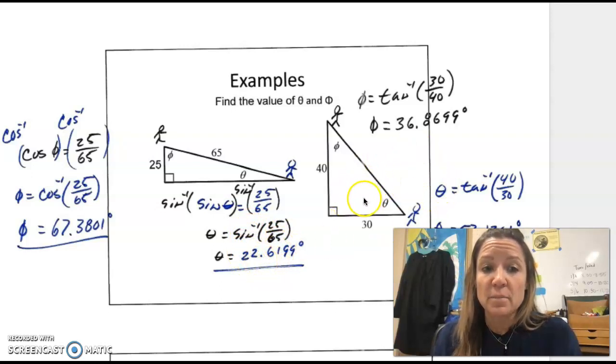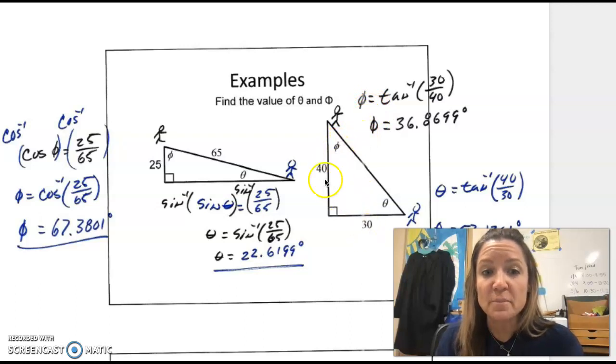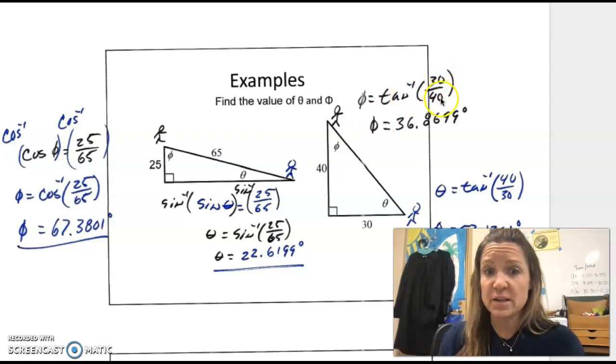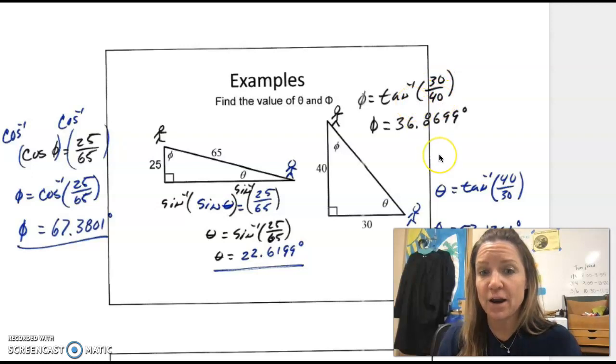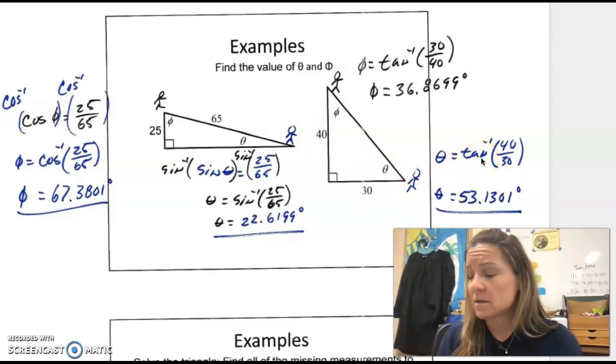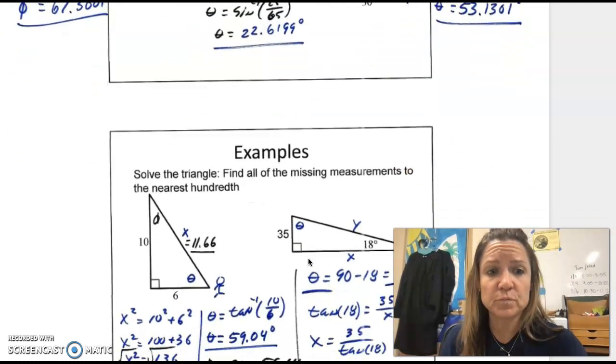All right. The problem on the right, we're going to do phi first. So from here, we've got opposite and adjacent, which is the tangent. And then we're going to do the ratio of the opposite and the adjacent. Make sure you plug in the calculator correctly. Hit the equal sign. And then for the theta, for this one, it's going to be opposite and adjacent, which is tangent again. And then punch it in the calculator, hit the equal sign.